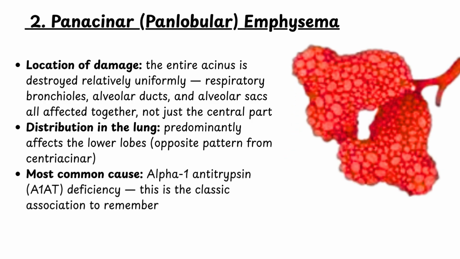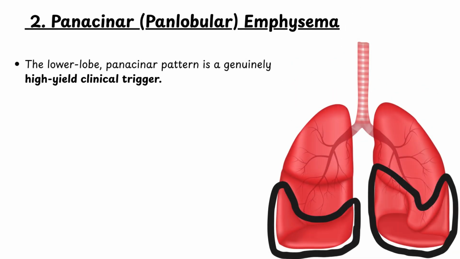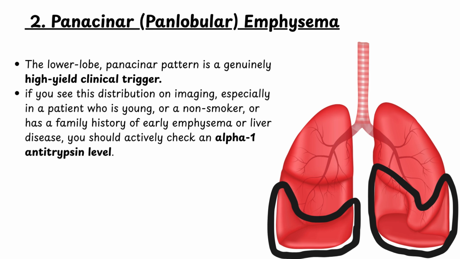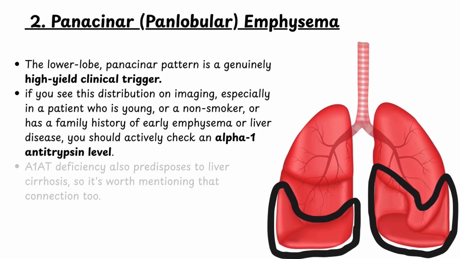The most common cause is alpha-1 antitrypsin deficiency. This is the classic association to remember. The lower lobe panacinar pattern is a genuinely high-yield clinical trigger. If you see this distribution on imaging, especially in a patient who is young, or a non-smoker, or has a family history of early emphysema or liver disease, you should actively check an alpha-1 antitrypsin level.